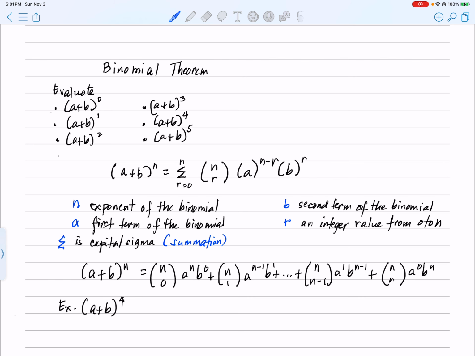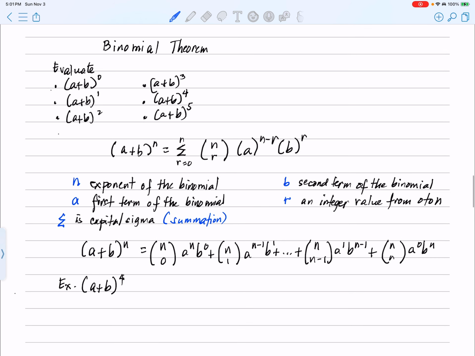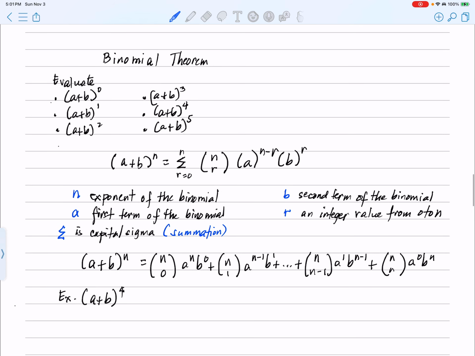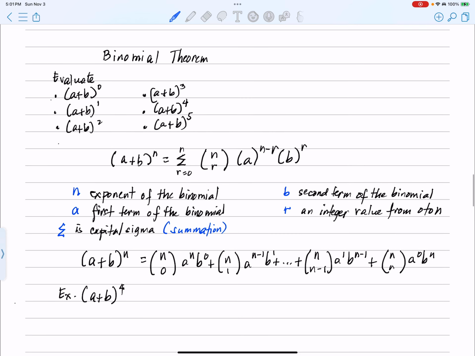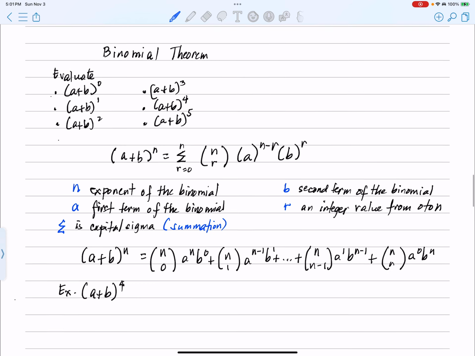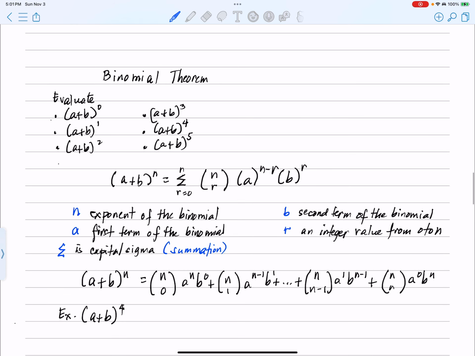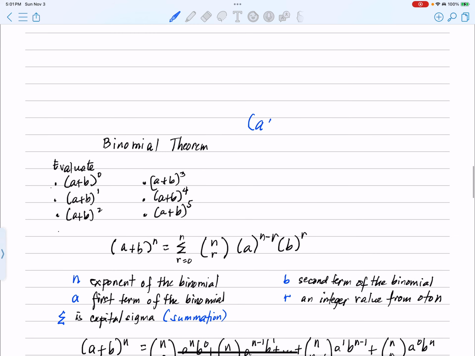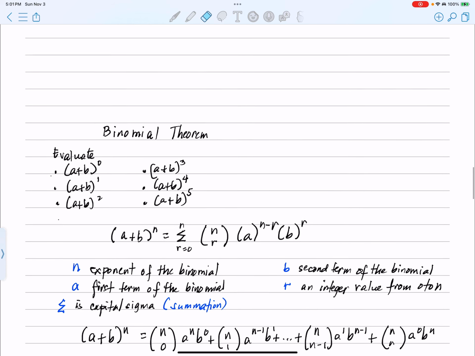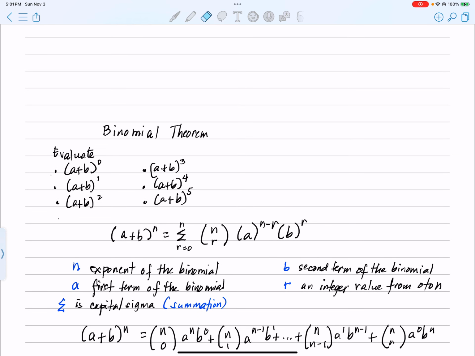Let's move on to the binomial theorem. Okay. In the binomial theorem, when we say binomial, there are two terms inside, a plus b. This is a binomial because there are two terms. I'm going to write this space here. Alright, a plus b.